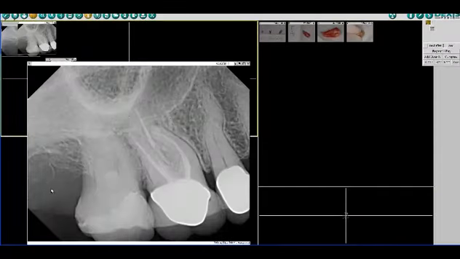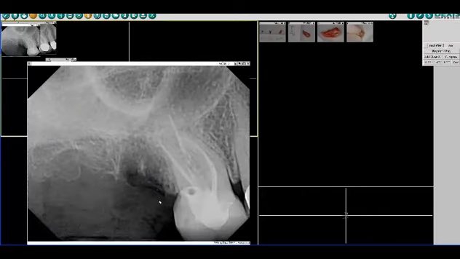Following extraction of tooth number 2, this is the pre-treatment tooth number 2. After the tooth was extracted, this is the immediate post-op of the extraction. We can look at tooth number 3, which appears on the periapical to be well instrumented.